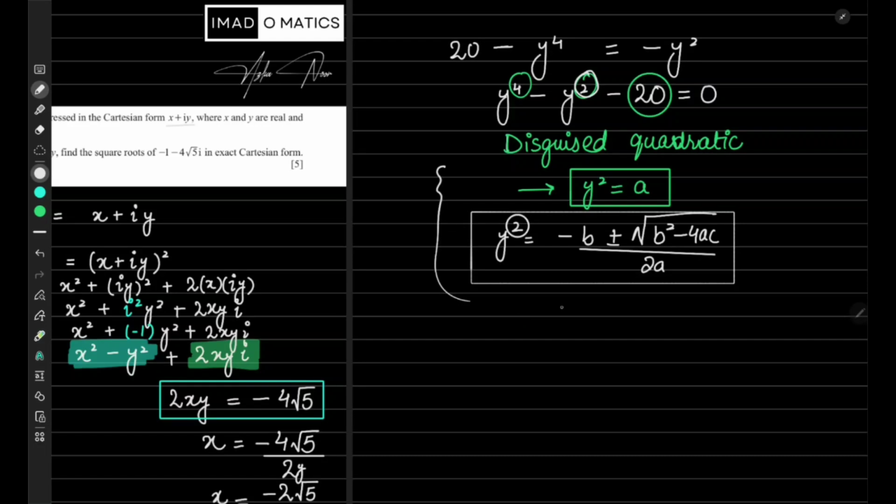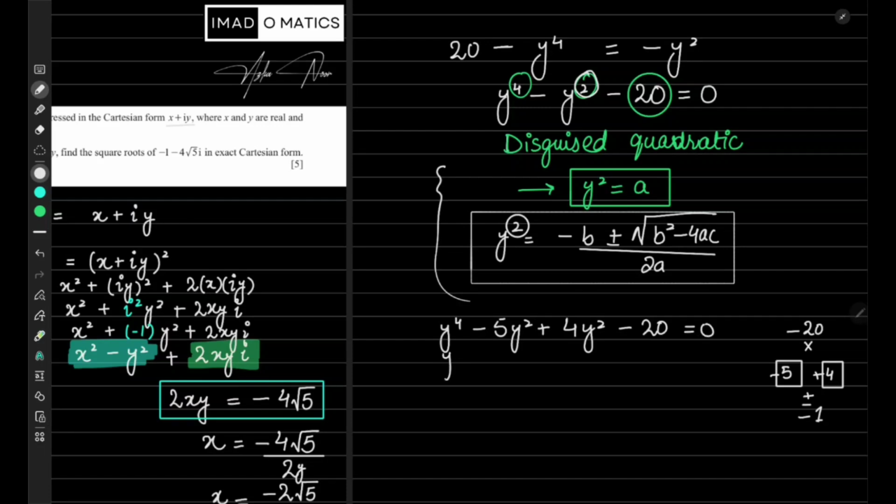So how I am doing breaking of middle term. You need minus 20 upon multiplication of two numbers or factors, and upon addition or subtraction you should be getting minus 1. So that is, I guess, 5 and 4, minus 5 times plus 4. So it will give you y to the power 4 minus 5y square plus 4y square minus 20 equals 0.